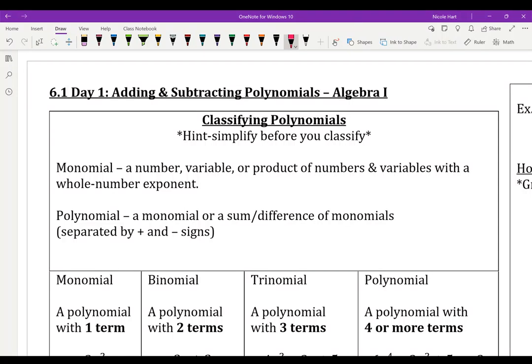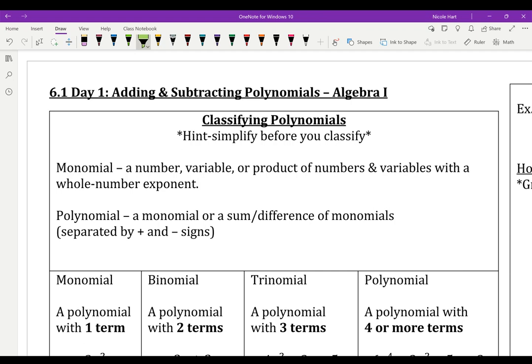Hi everybody, today we are going to be talking about adding polynomials together. But first, before we get to that, we have to start off by talking about classifying our polynomials. And so we're going to do that in two different ways. The first, we are going to classify our polynomials by the number of terms there are in our polynomials.